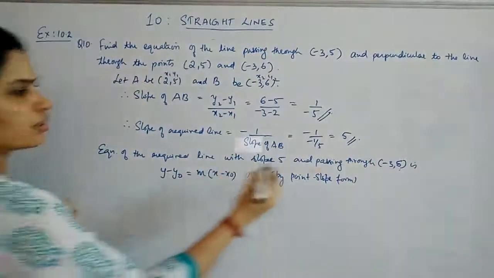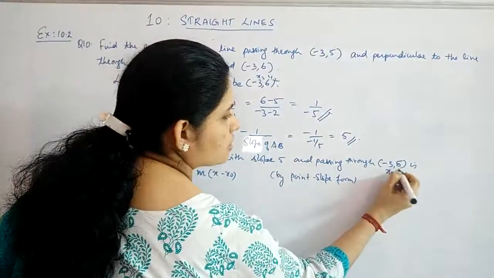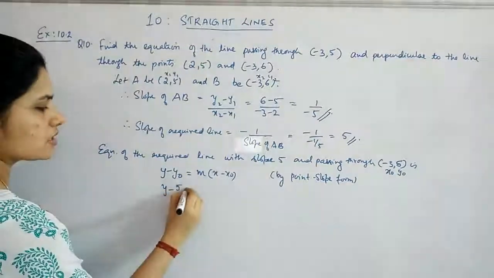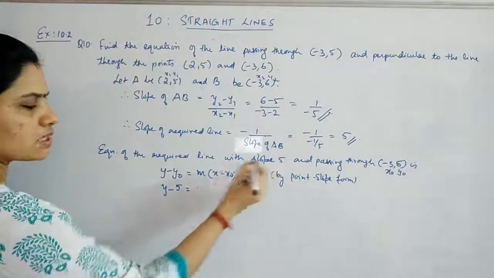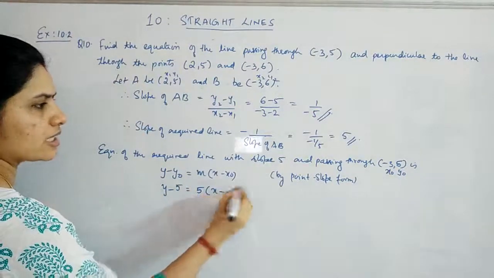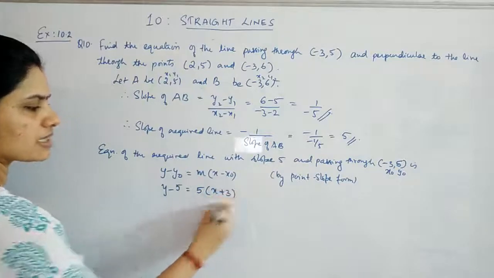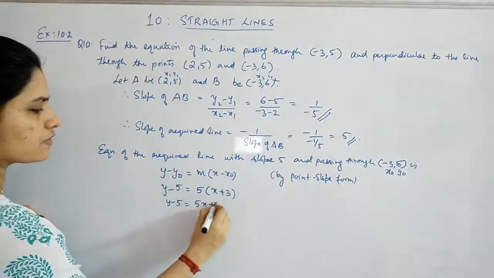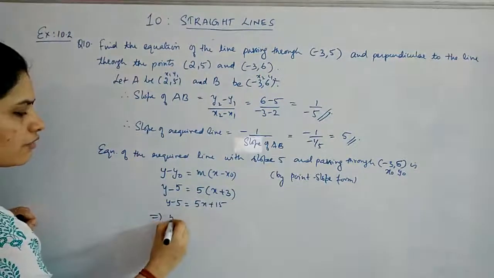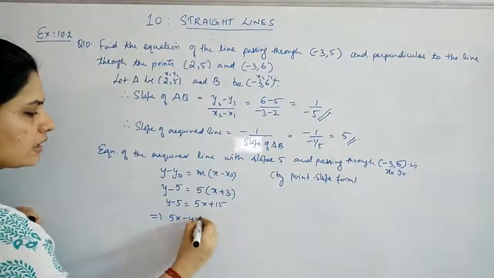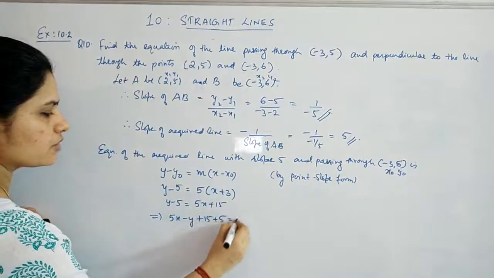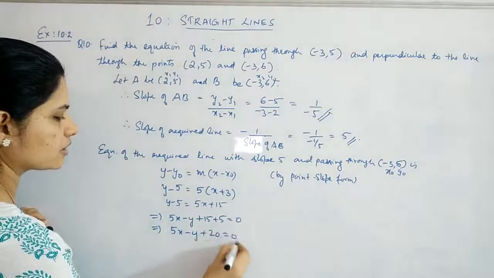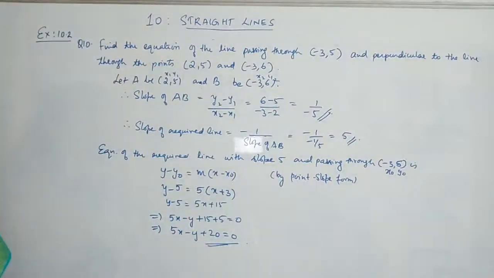Now what is your x naught, y naught? This one, x naught, y naught. So you will get y minus, what is y naught? 5 is equal to m, again m is slope, 5, into x minus x naught is minus 3, so it will become plus 3. So y minus 5 is equal to 5x plus 15, or 5x minus y plus 15 plus 5 equal to 0. That is 5x minus y plus 20 equal to 0 is the required equation.